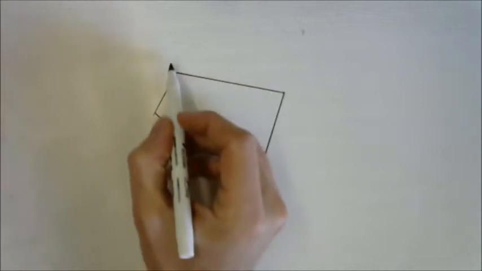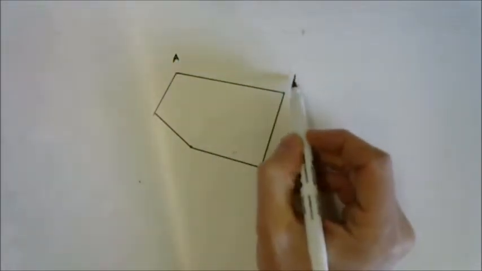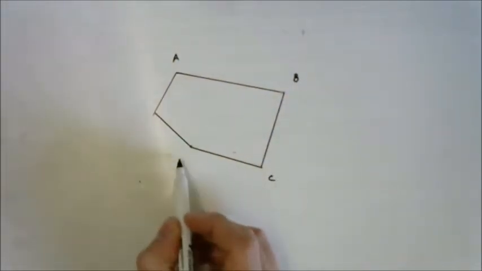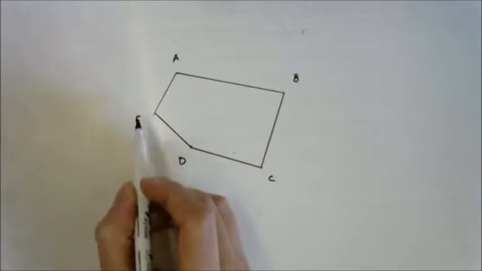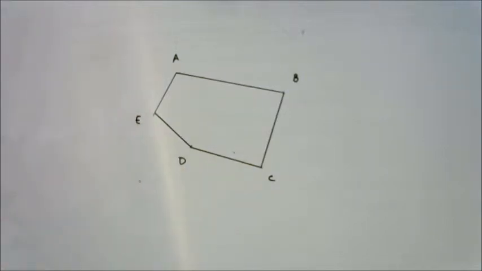And label the vertices A, B, C, D, and E. And go ahead and follow the rest of the directions on there. Step 3, you're going to use a protractor to measure each interior angle and record it on your diagram.